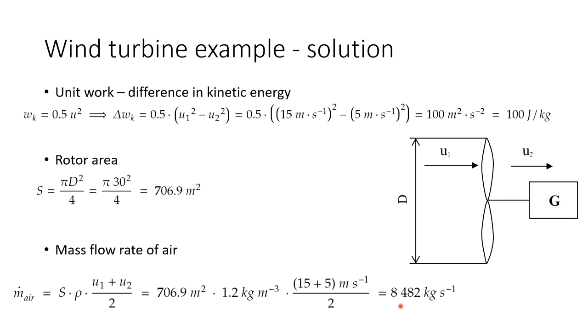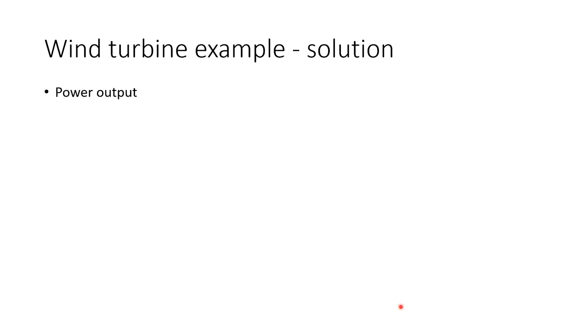So we get the result that each second through this area, with the given wind speed, will pass almost 8.5 tons of air. Now we can get the power output, which is the unit work multiplied by the air mass flow rate, and we will get almost 850 kilowatts.